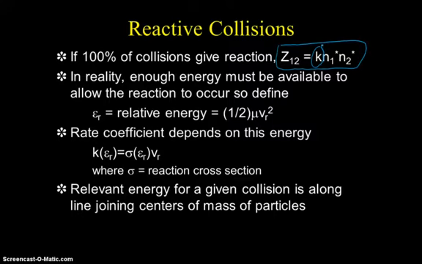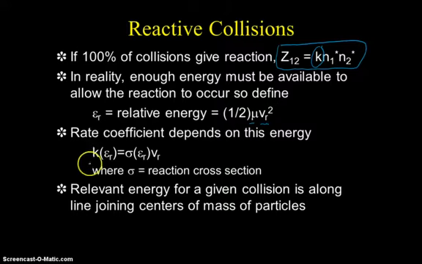However, in reality, most reactions require activation, and we need to have enough energy in that collision in order to allow the reaction to occur. So we can define a relative energy for a collision, which, just based on this being kinetic energy that's being transferred, is given by the equivalent of 1/2 times the mass times the velocity squared. But because we're talking about two different particles, we have 1/2 times the reduced mass times the relative velocity squared. And the rate coefficient should depend on this energy.